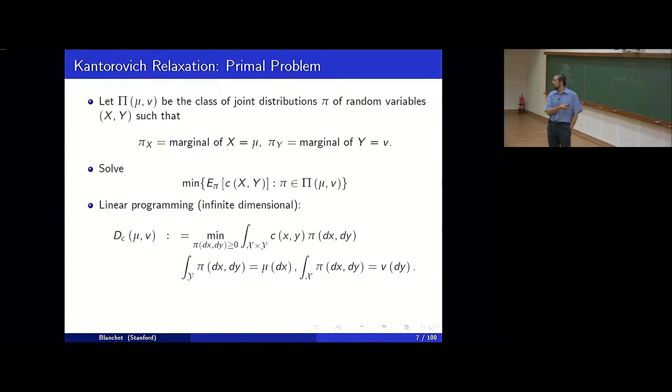The integral of mu is 1 and the integral of v is 1. So this is a beautiful linear programming problem. In fact, it's a linear programming problem that in operations research is called the standard form. It's already in a standard form. So minimize, the decision is non-negative, constraints are equality constraints, and you are minimizing C pi.